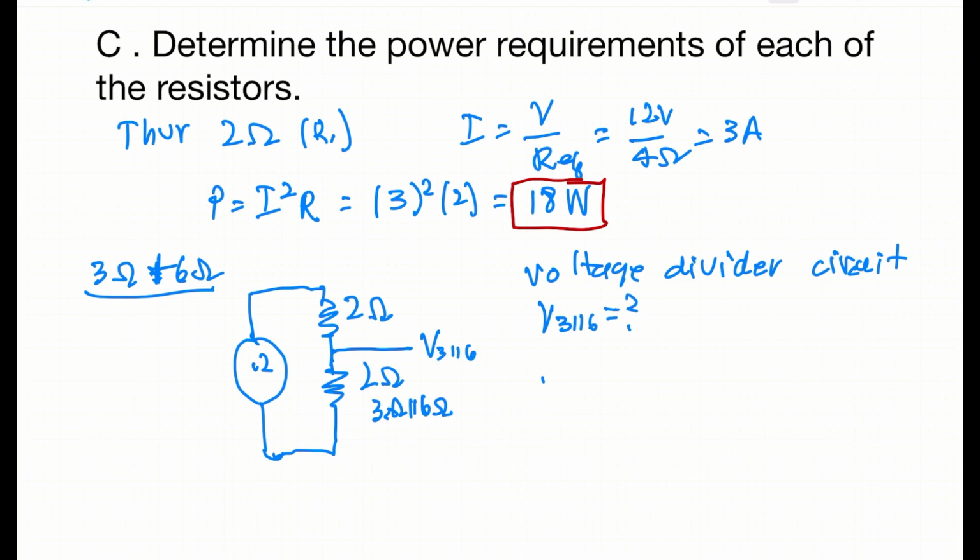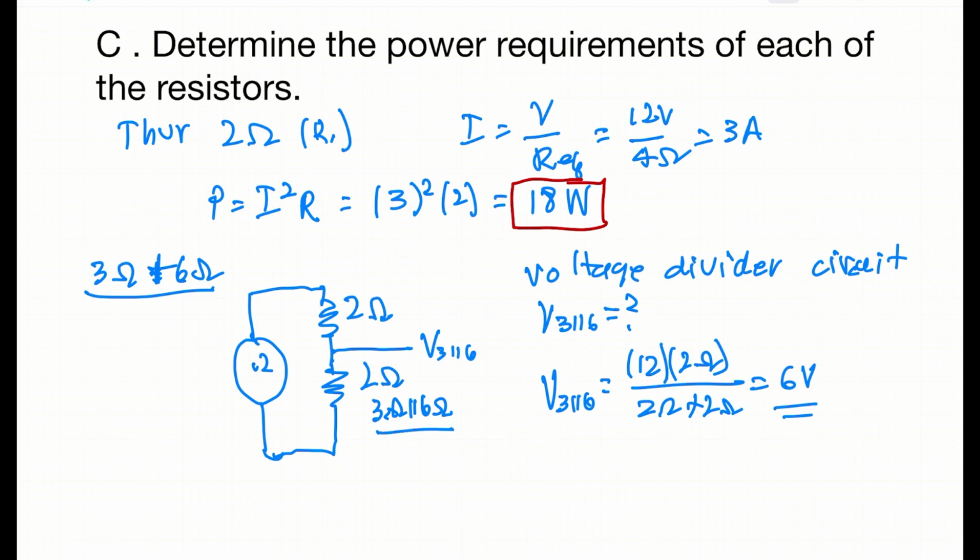Now our voltage divider formula tells us that that's going to be equal to 12 volts, and we take into account the resistor it's dropping across, so it's the 2 ohm right there, the bottom one, divided by 2 ohm plus 2 ohm. That's going to be 24 divided by 4, which is 6 volts. So we know there's 6 volts across this parallel combination of the 3 ohm and the 6 ohm.